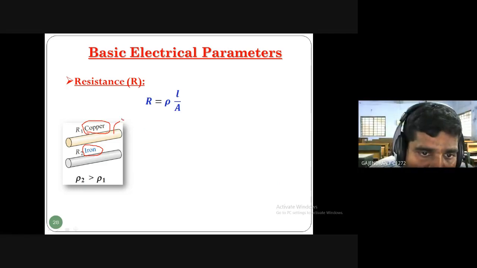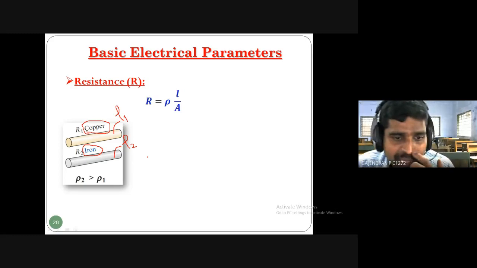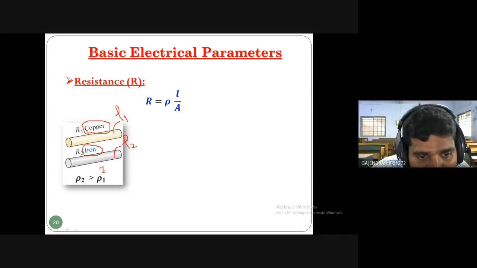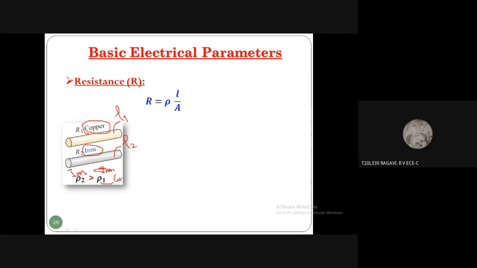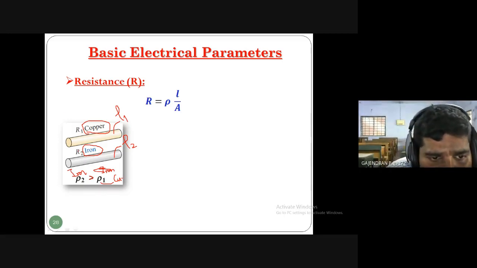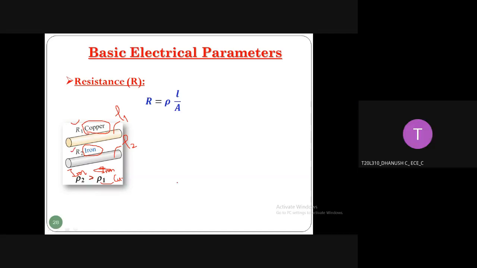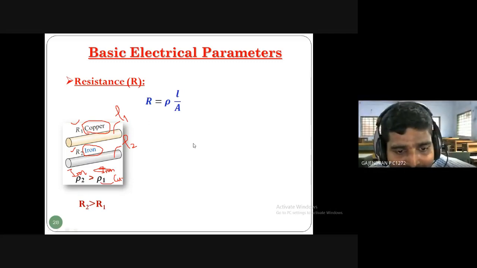See, R1 resistivity is rho 1, R2 resistivity is rho 2. That means the resistivity of the iron is greater than what? Copper. Then what will be the resistance of these two materials? Which one will be greater? R1 or R2? R2, sir. Right answer. Please make note of this one. Make it fast.